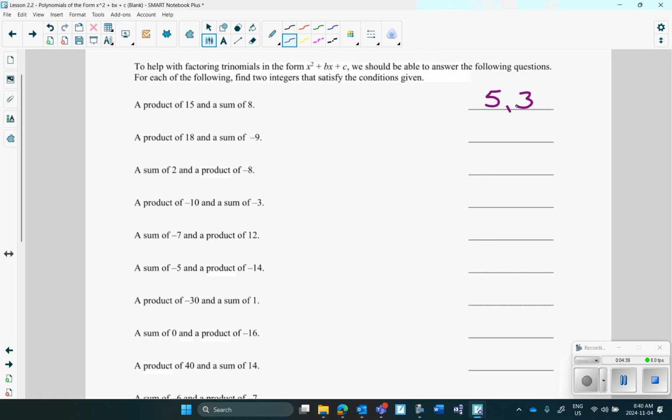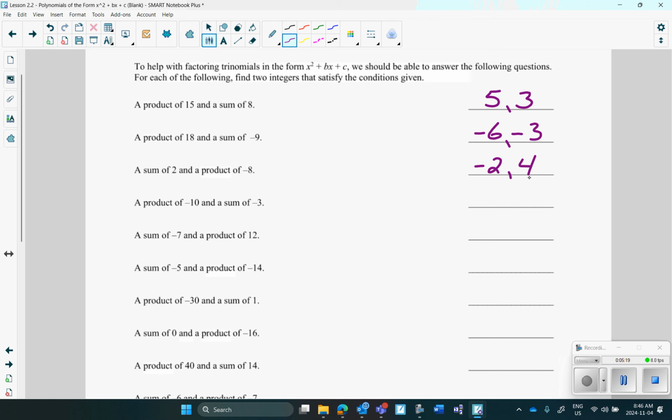How are the rest of them? Just to make sure you're on the right track, what would be the next one? Negative 6, negative 3. Because those multiply to get positive 18 and they add to get negative 3. Sum of 2, product of negative 8. -2 plus 4. And of course, you could write 4 and then comma -2.